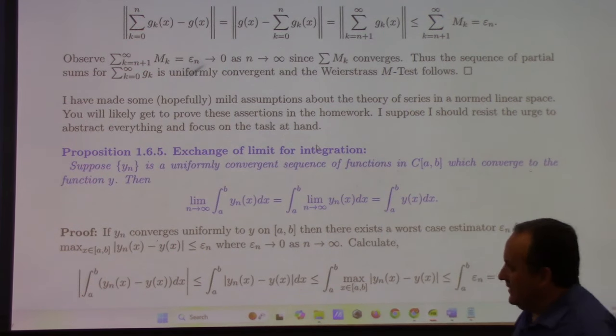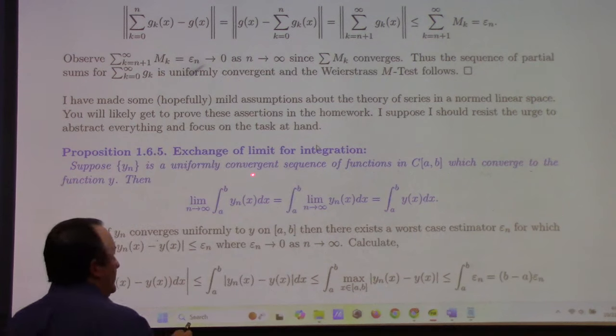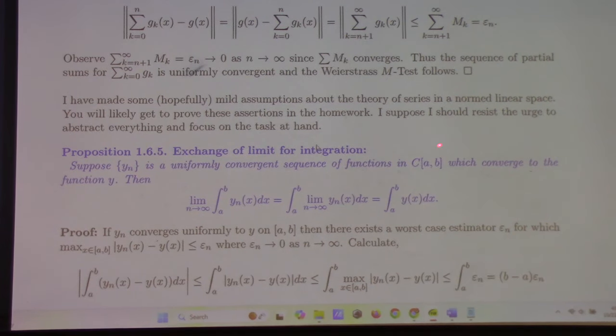If we have a sequence of uniformly convergent continuous functions on [a,b] that converge to a function y, then we can exchange the order of limits. All right?